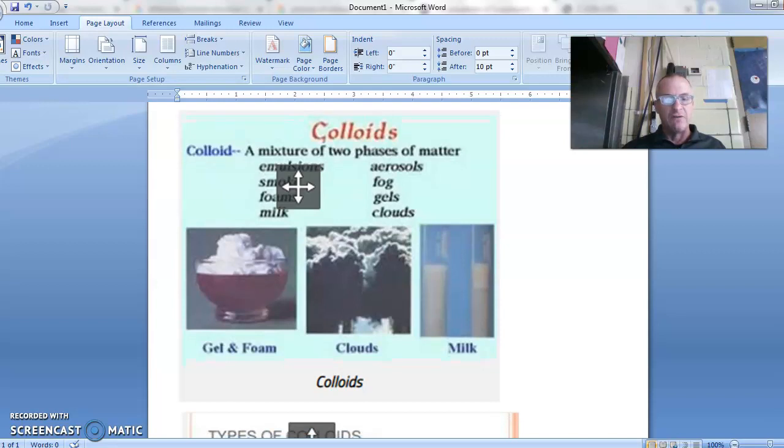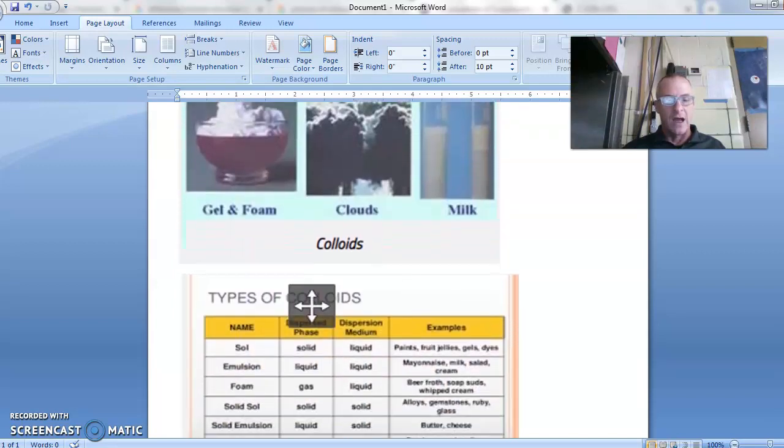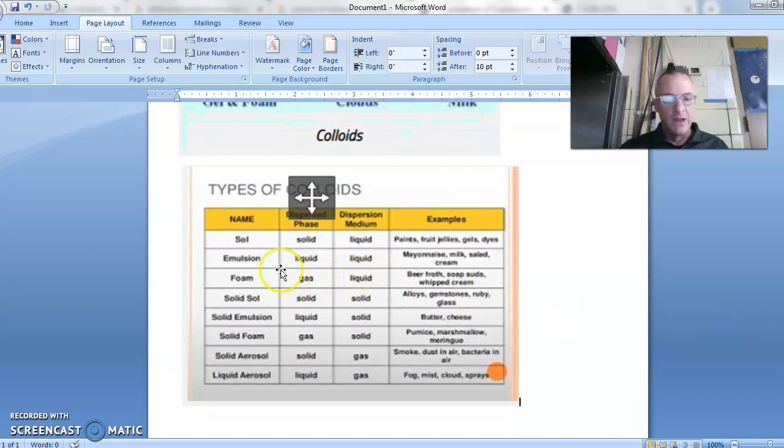But let's take a look at how those different examples of colloids would be categorized, the types of colloids. We already mentioned sol. One way you can have a sol is a solid in a liquid, and that would involve things such as paints and gels and dyes. An emulsion is a liquid in a liquid, such as mayonnaise, milk, salad dressings, creams. Foam, that is a gas in a liquid. Foam would be a gas dispersed within a medium of a liquid. Beer froth, soap suds, whipped cream.